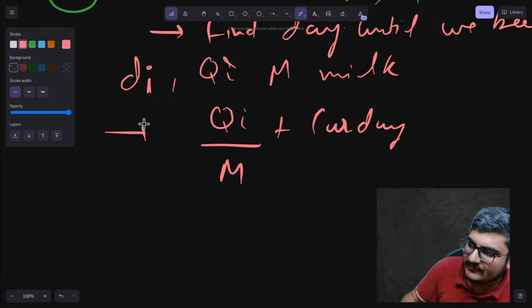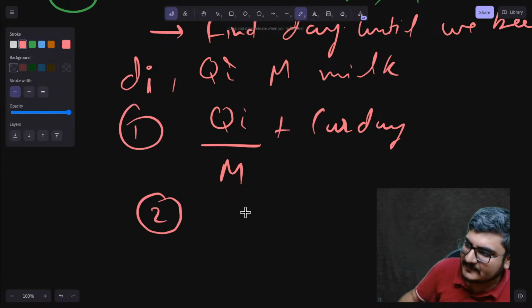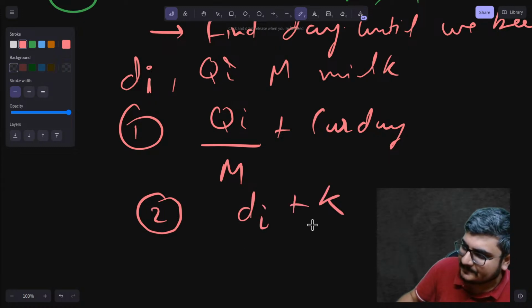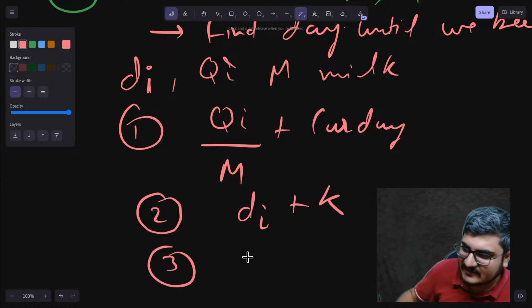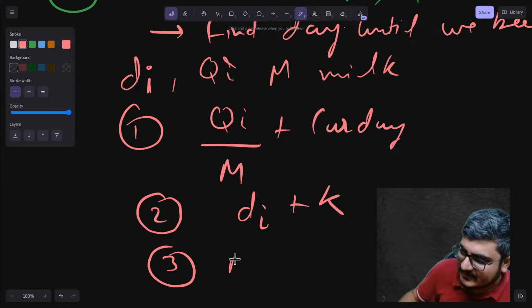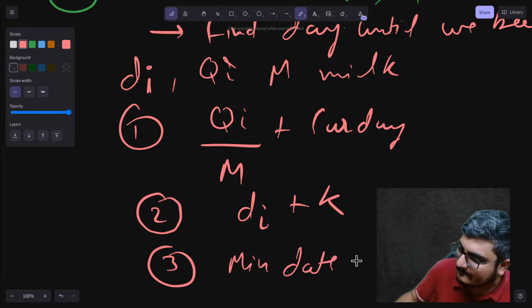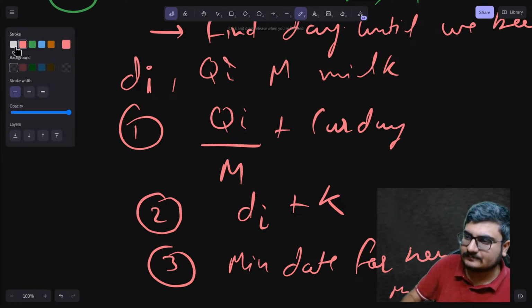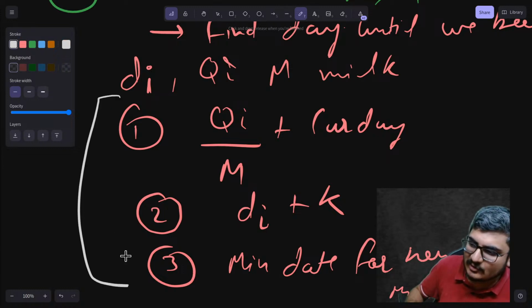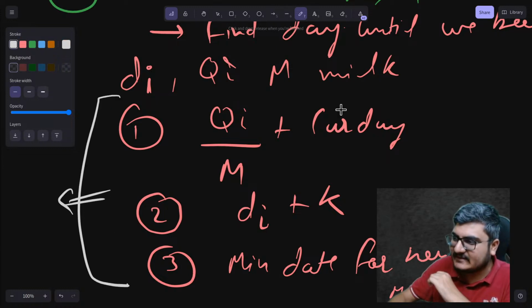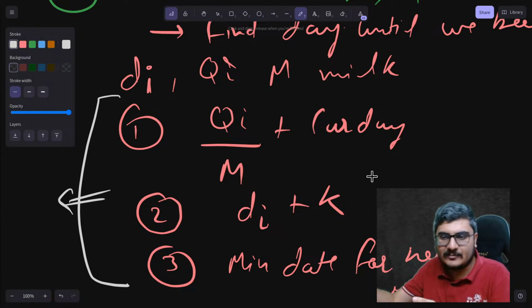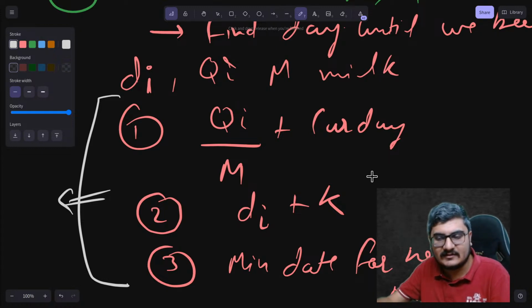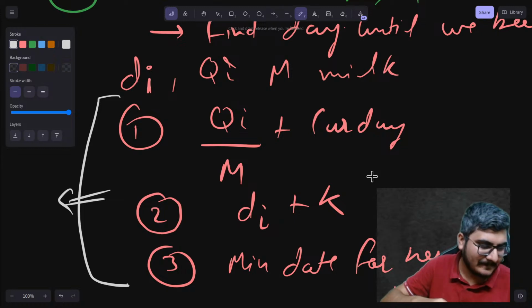today's date, we will have 3 lower bounds here. Or this milk can expire, so we can keep drinking it until di plus k. Or the third case is new milk, the minimum date for new milk. Until one of these things happens, we will keep drinking milk on each day. So we can directly take the minimum date from these 3, jump to that date and add the difference of those days to our answer.